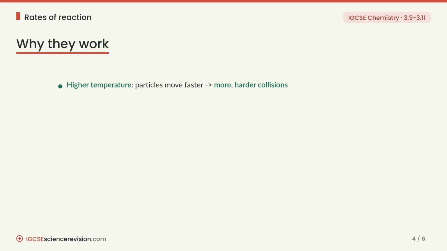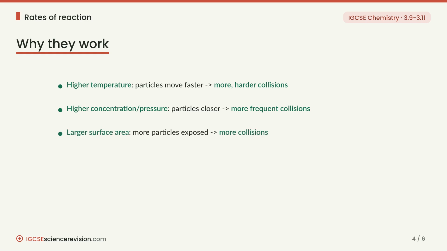Raise the temperature and the particles move faster, so they collide more often, and crucially, more of those collisions have enough energy to react. Increase concentration or pressure, and you pack the particles closer together, so they collide more frequently. Break a solid into smaller pieces, and you expose far more of its particles, again giving more collisions. So every factor works the same way, by increasing how often particles collide, or how much energy they collide with.